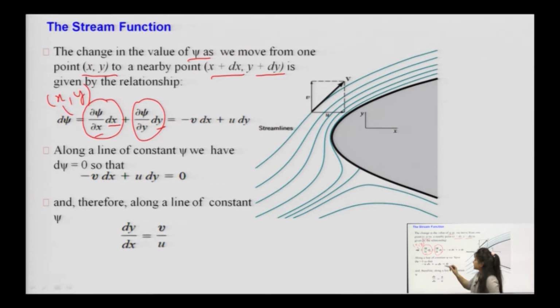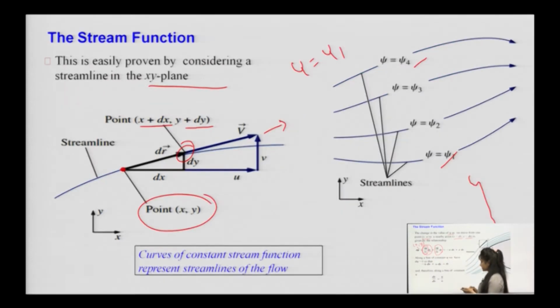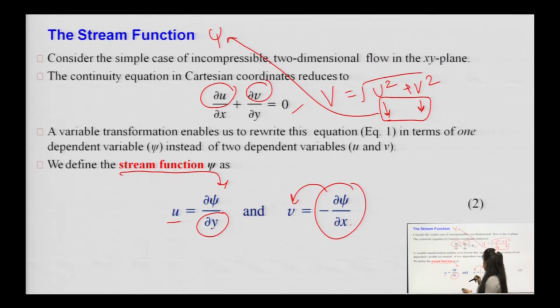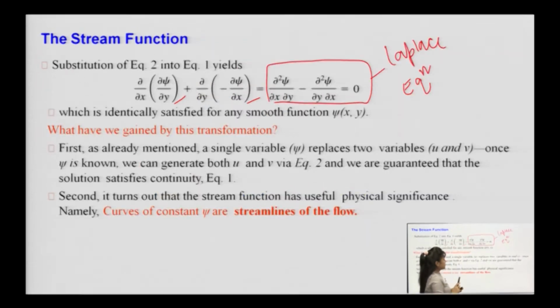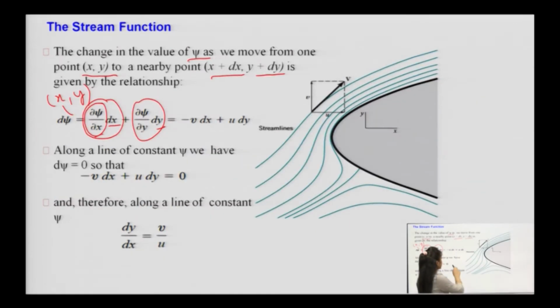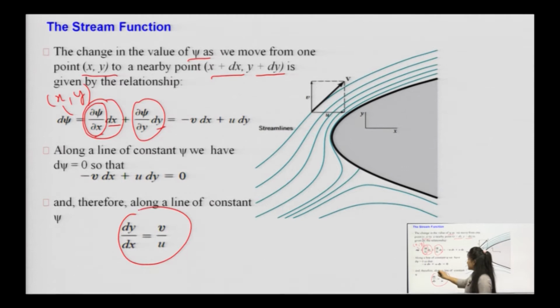Then you can see, as per definition, del psi over del x is nothing but minus v, and del psi over del y is nothing but u. Substituting these values, you get minus v and u. From this we can calculate the slope: del y over del x will be nothing but the ratio of the velocity component in the y direction to the velocity component in the u direction, keeping in mind that you have kept psi as constant.